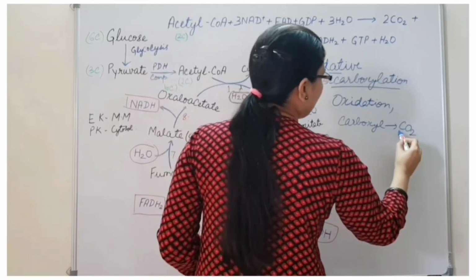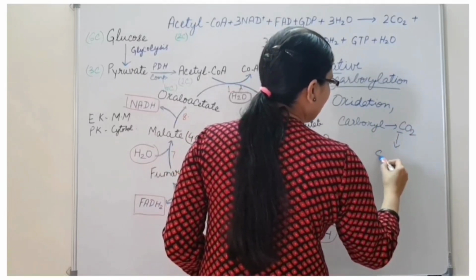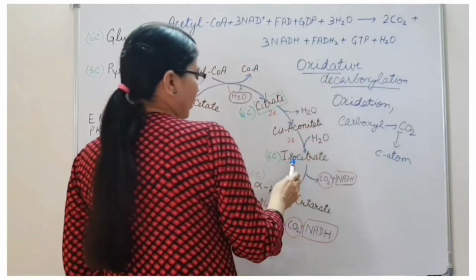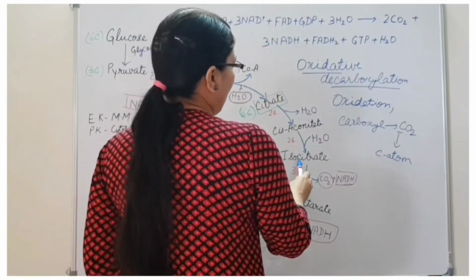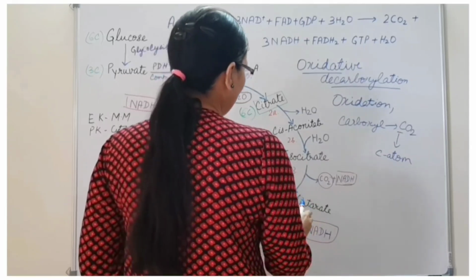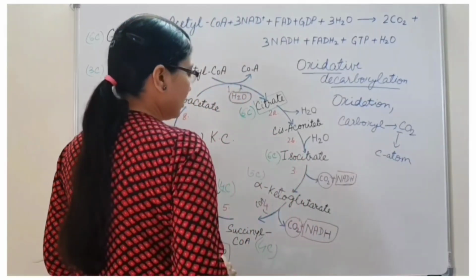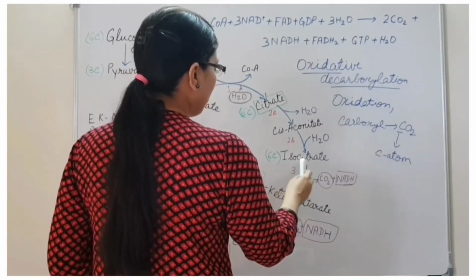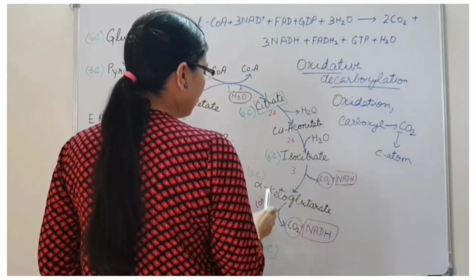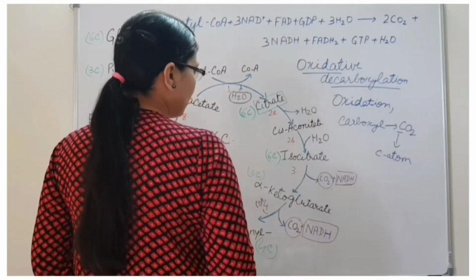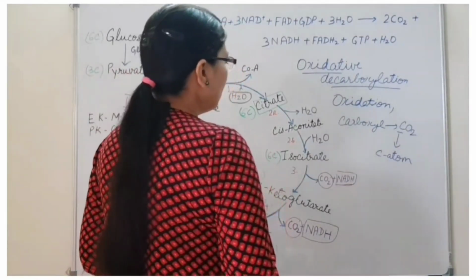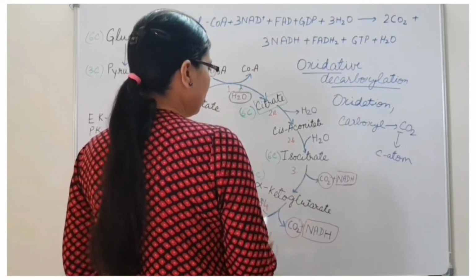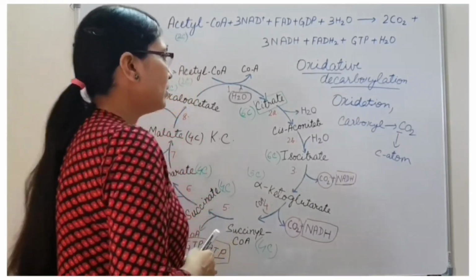Thus, one carbon atom is removed from isocitrate to alpha ketoglutarate also, and from alpha ketoglutarate to succinyl coenzyme A. So 6 carbon compound is converted into 5 carbon compound, and then again 5 carbon compound is converted into 4 carbon compound. So we can say that at the two steps, the oxidation of the substrate is taking place.